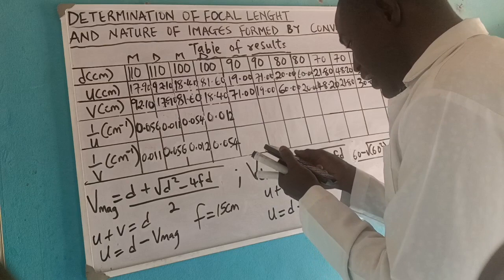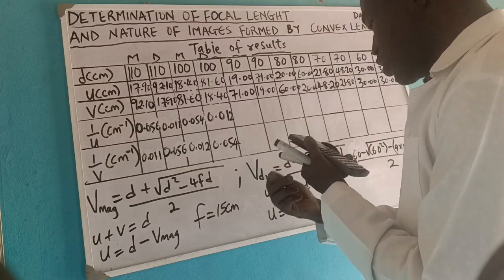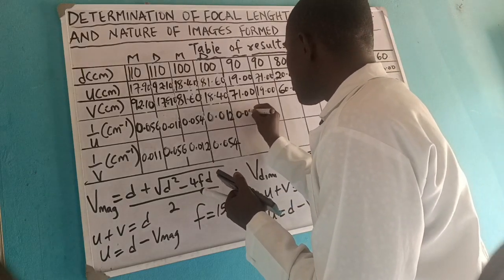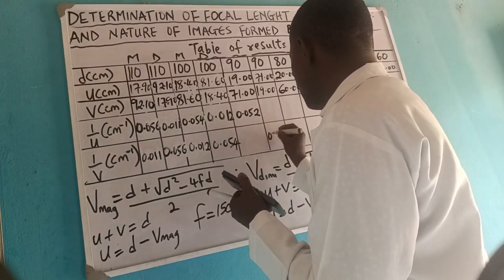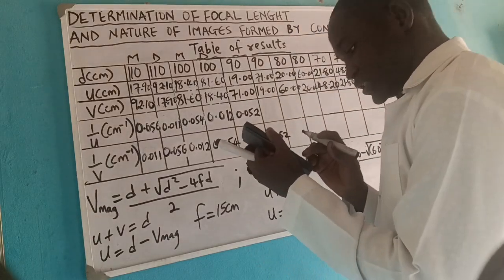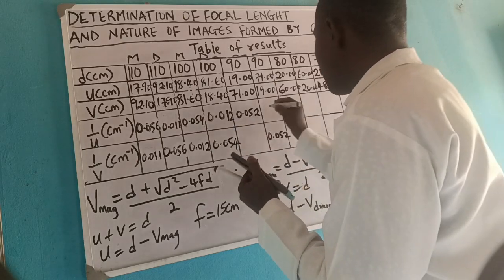Then 19 inverse is 0.052, because we have it at the down. 71 inverse is 0.014.